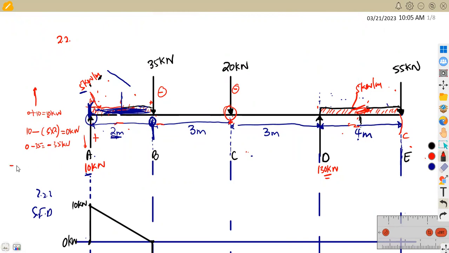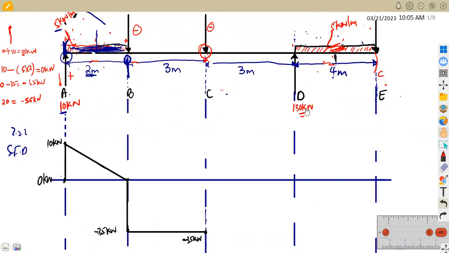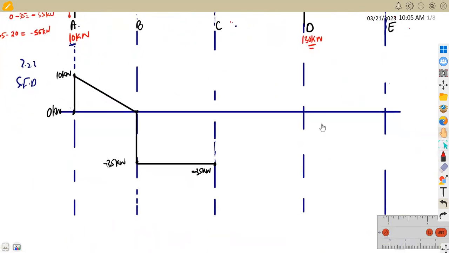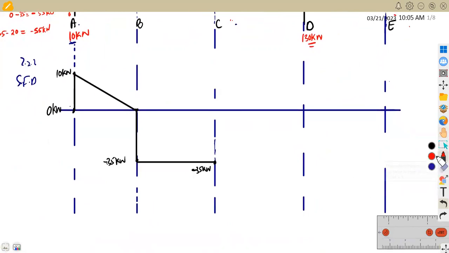So we are going to subtract the point load of 20, which is at negative 35 to negative 55. That's negative 20, so this will be negative 55 kilonewton. So we are going down to negative 55 kilonewton. This is a point load, so it goes down straight to negative 55, according to my scale.